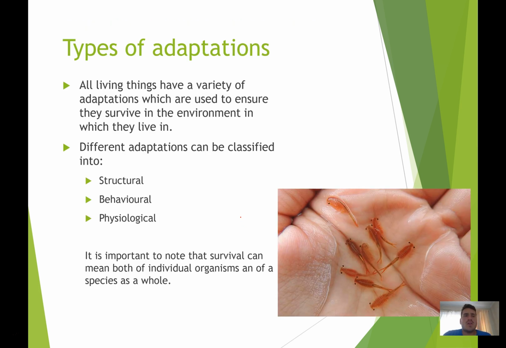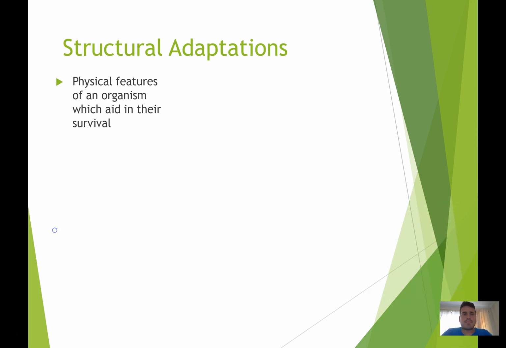There are different types of adaptations that you have to be pretty familiar with. We classify adaptations into 3 different kinds: structural, behavioral, and physiological. It's really important to note that survival can mean both for an individual organism as well as for the species as a whole. Some organisms are very nice and actually tend to kill themselves so that their whole species can survive. We'll have a look at some examples of this.